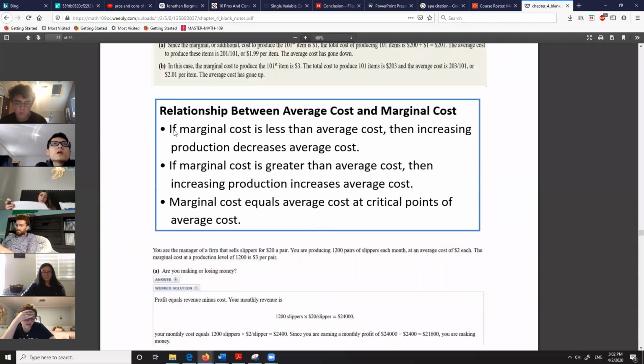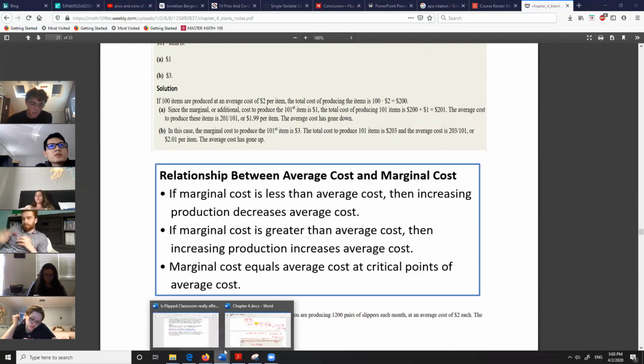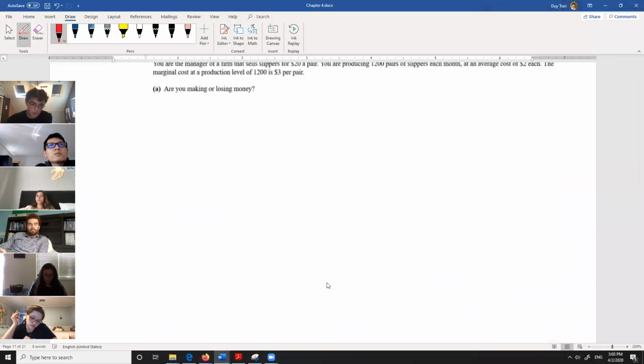So yeah, if the marginal cost is less than the average cost, then increasing the production level will decrease the average cost. And if the marginal cost is bigger than the average cost, then increasing the production will increase the average cost. And the only time that they are equal is when we are at the critical point of the average cost function. Okay, let's try this next example here.